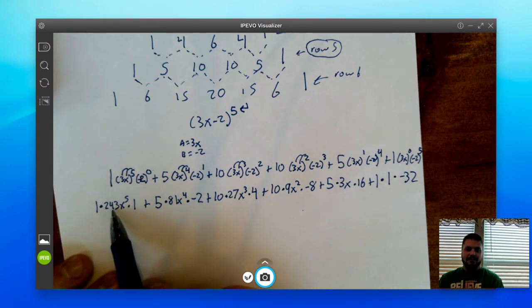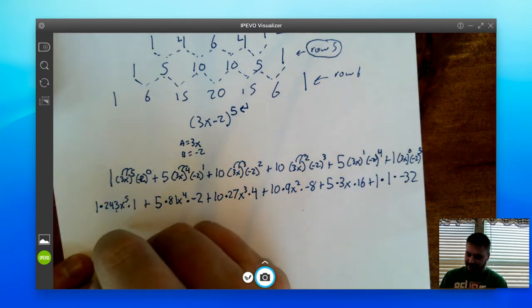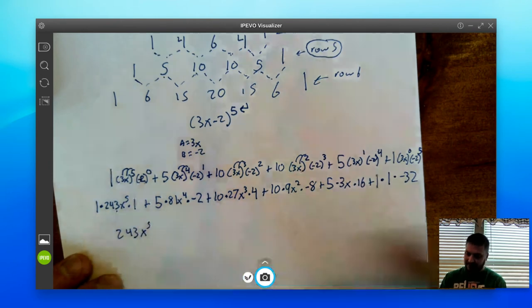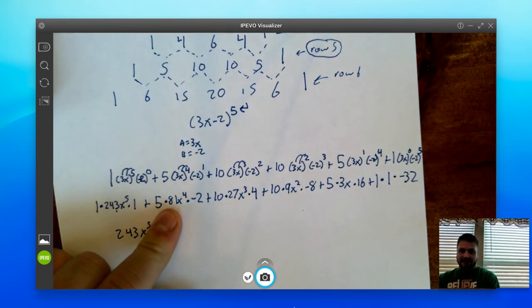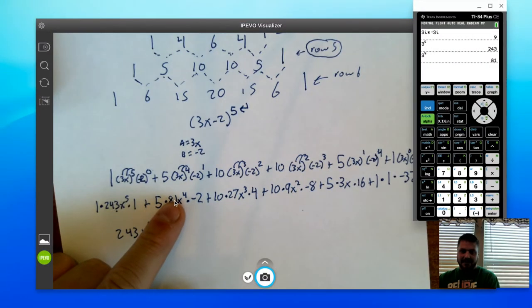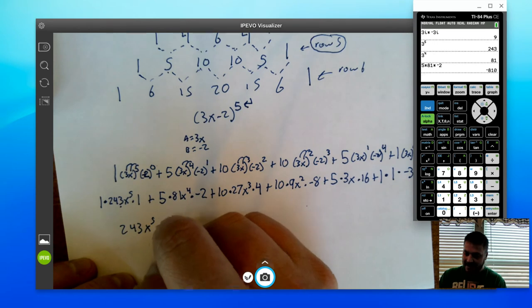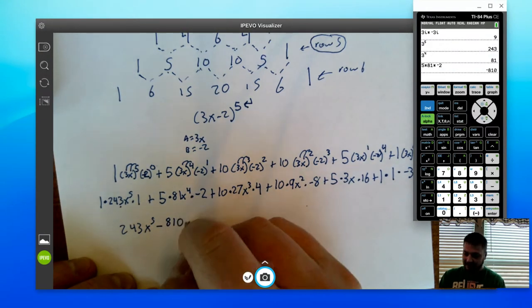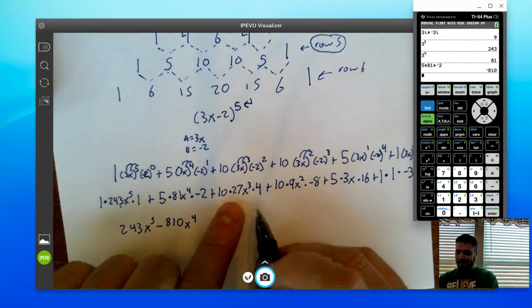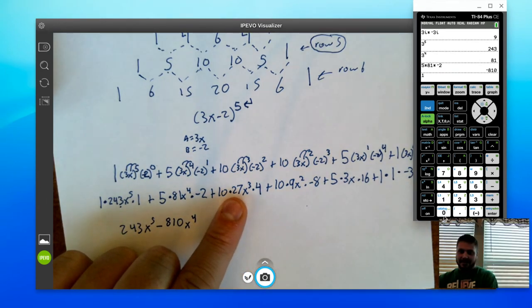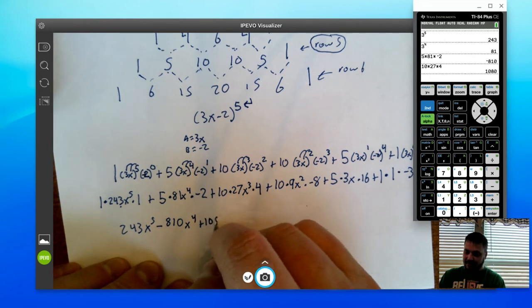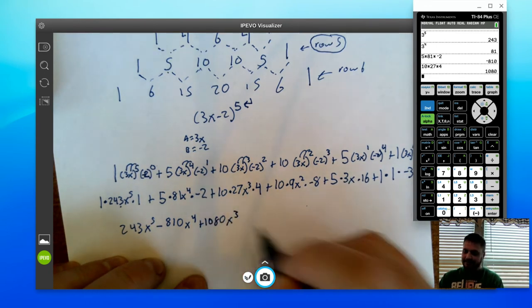So 1 times 243 x to the 5th times 1 is just 243 x to the 5th. Here I've got 5. I'm bringing my calculator back up here. I've got 5 times 81 times negative 2. 5 times 81 times negative 2 is negative 810. And I have these x to the 4ths. In this term here, I've got 10 times 27 times 4, which is plus 1080 x to the thirds.